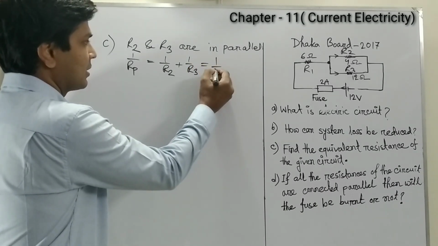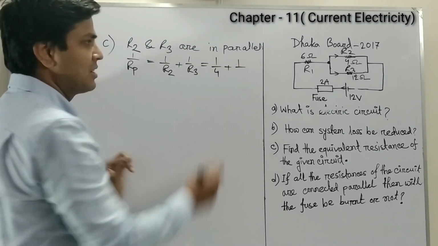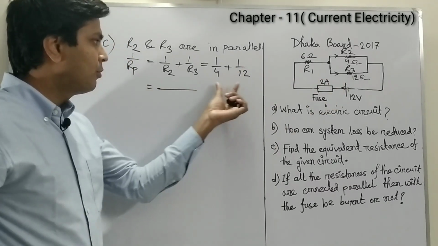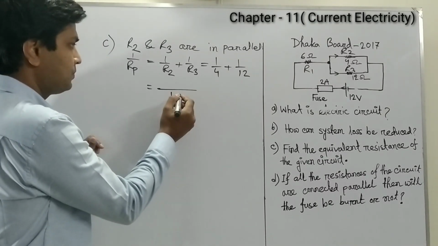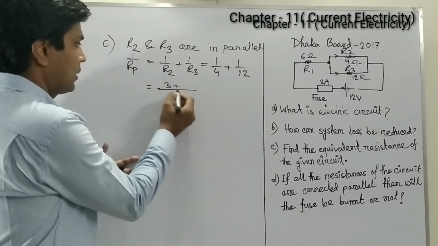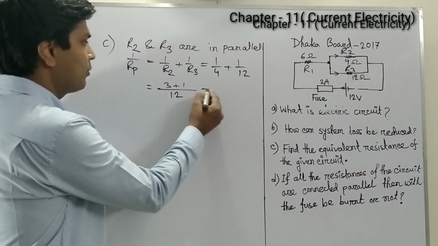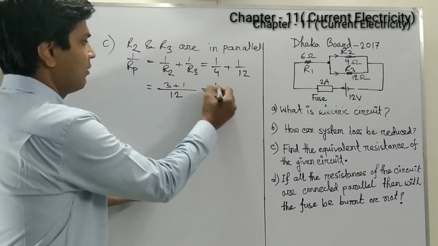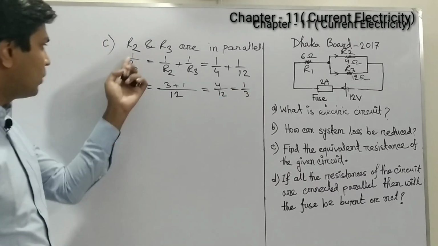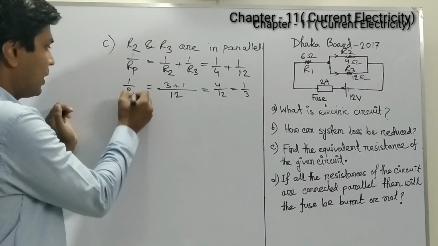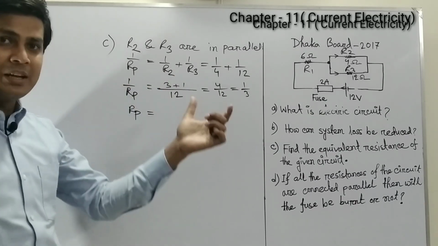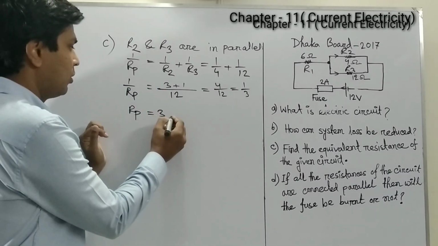Value of R2 is 4 and value of R3 is 12. LCM of 4 and 12 is 12. So the answer will be 4 by 12. 4 by 12 means 1 by 3. Value of 1 by Rp is 1 by 3. So the equivalent resistance of that parallel circuit will be 3 ohm.